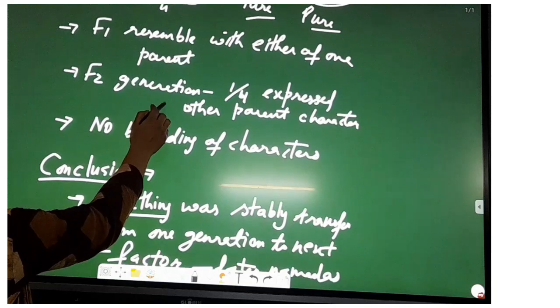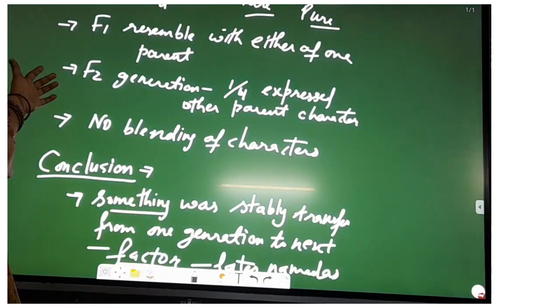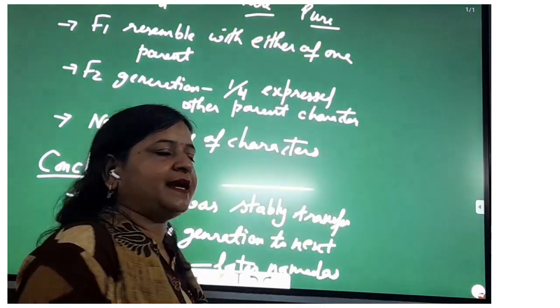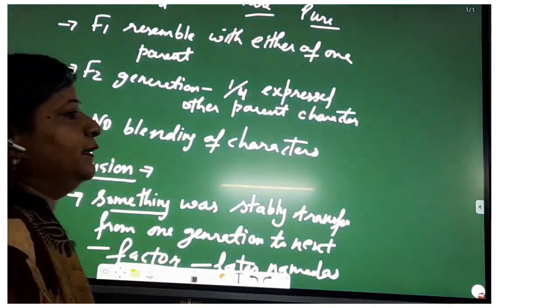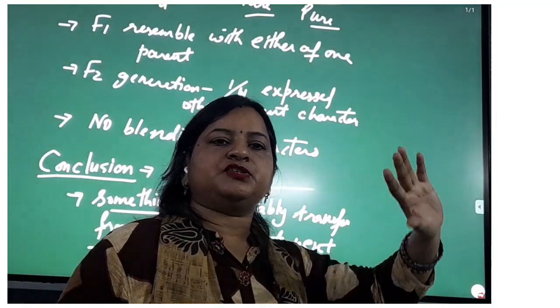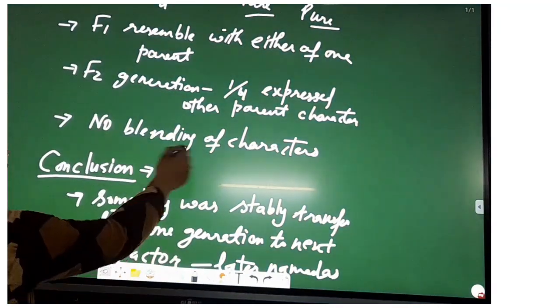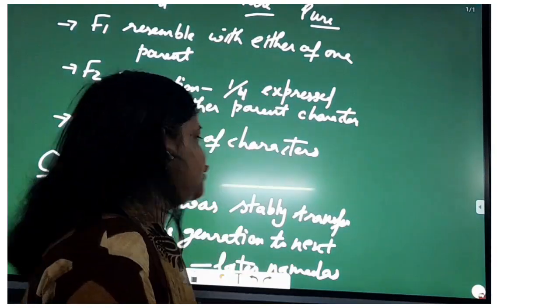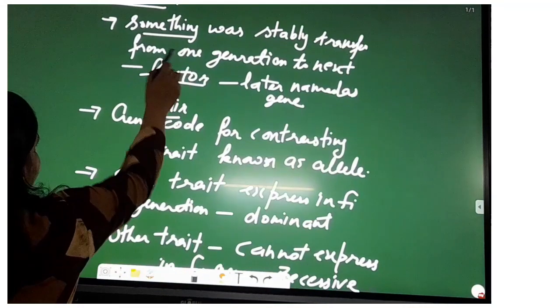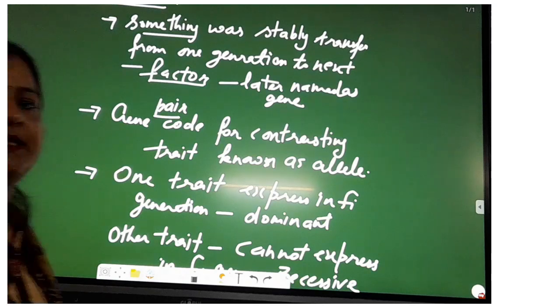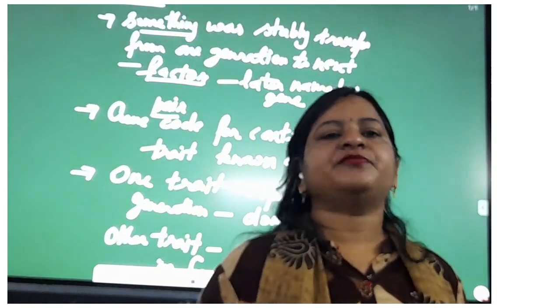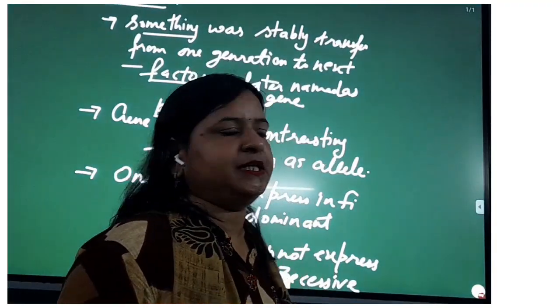And from here the observations were: F1 resembles one parent, the other parent was not showing its character, and in the F2 generation 1/4 expressed that parent combination which was not expressed in F1, and there was no blending of characters of any trait; the two alleles don't blend with each other. From here he concluded that something was stably transferred from one generation to the next, and that something was a factor, or what we now call a gene.